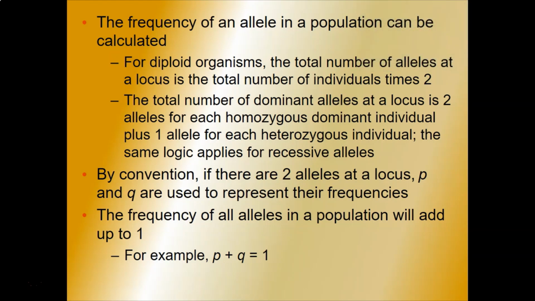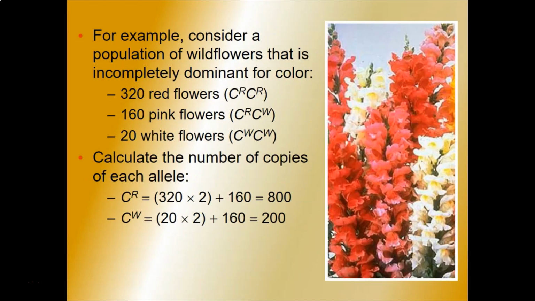By convention, if there are 2 alleles at a locus, p and q are used to represent their frequency. And the frequencies of all alleles in a population have to add up to 1. That makes sense, right? If you add up every single allele, that would be 100% of the alleles in a population. We use frequencies here, which are basically percentages. So let's take a look at a population of wildflowers that is incompletely dominant for color.